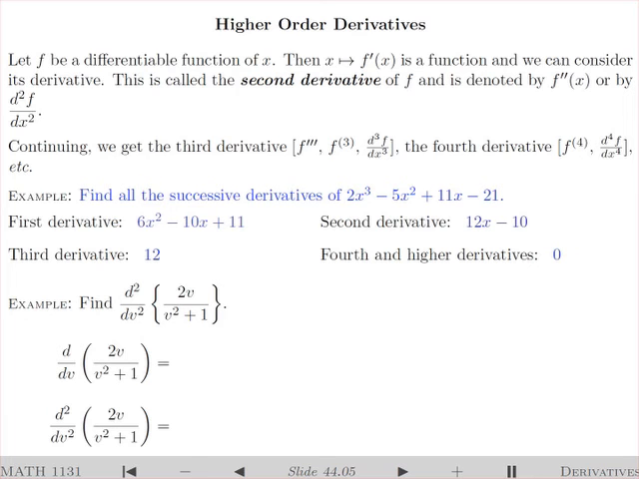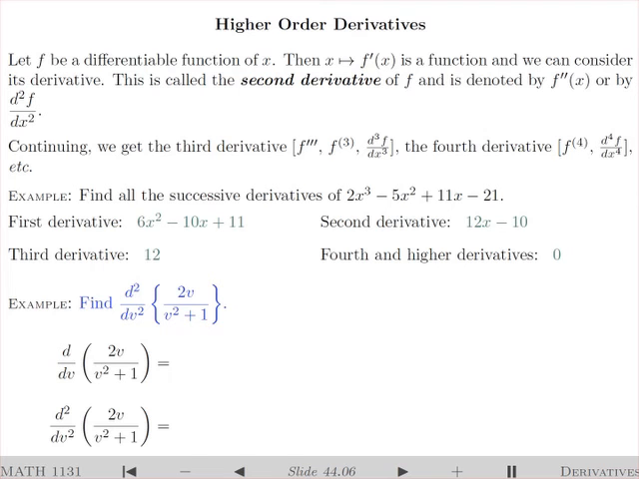It turns out only polynomial functions have this property. If you take a function that's not polynomial, the higher order derivatives don't get simpler. In fact, very often they get worse. The expressions get more and more complicated. So it's a good thing we don't often have to do anything more than the second derivative. Let's find the second derivative of a rational function. In this case, I have 2v over v squared plus 1.